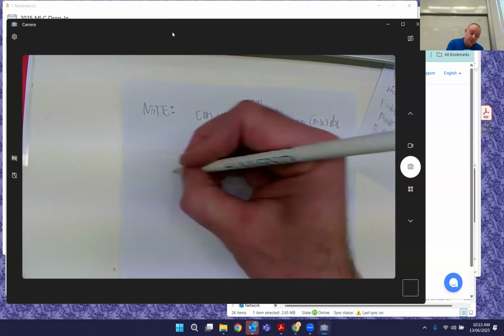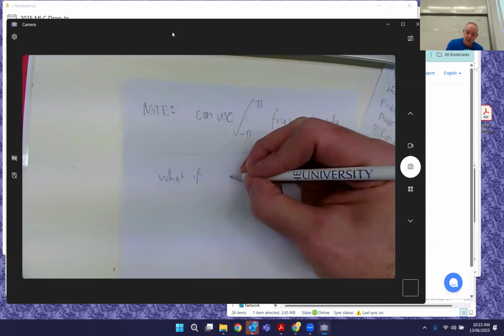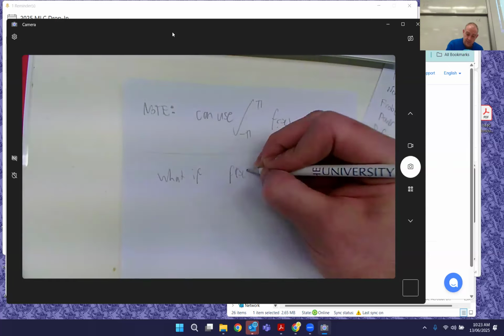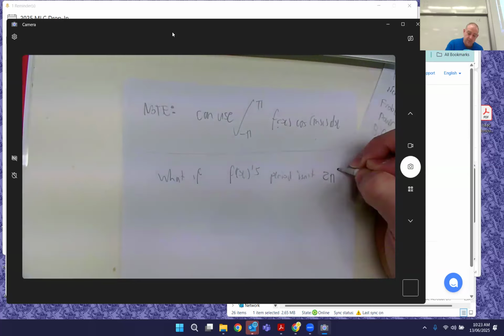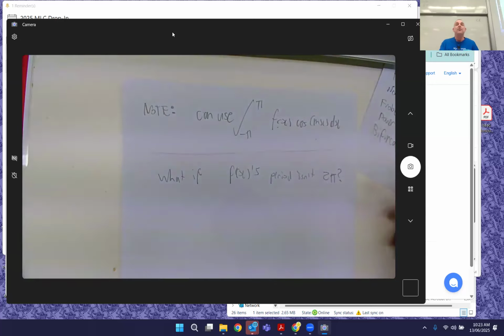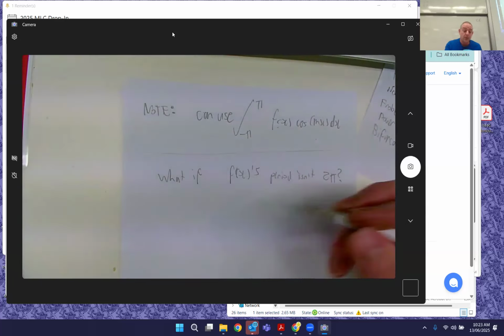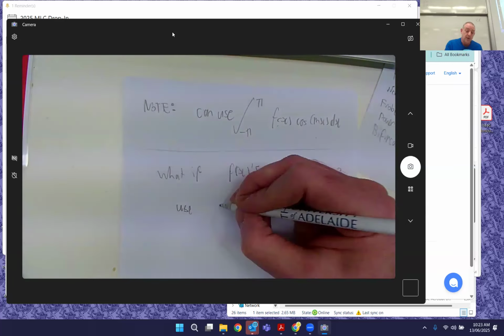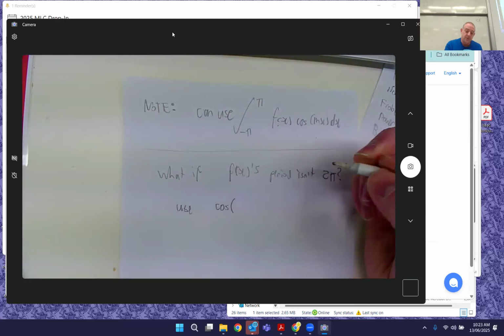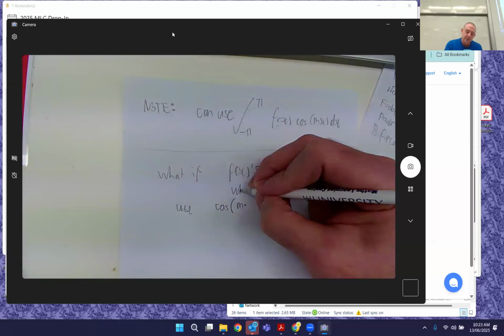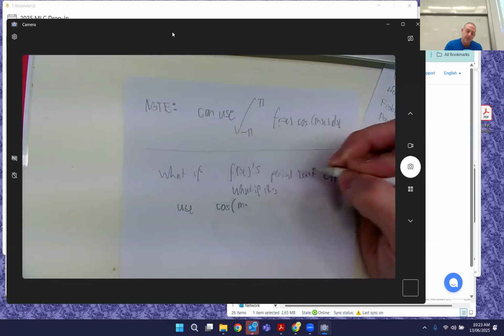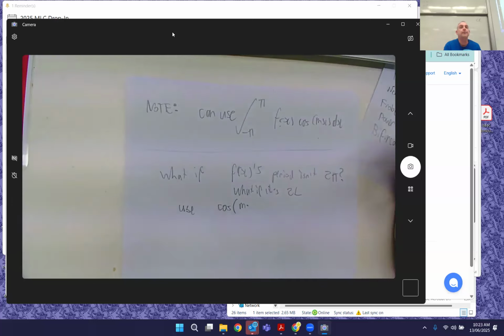So what if the period of f of x isn't 2 pi? That's a great question. That's okay. We'll just adjust the period of all the sines and cosines. So we'll use instead cos of some multiple of x, but what if the period is 2L instead? That's tradition, I think.